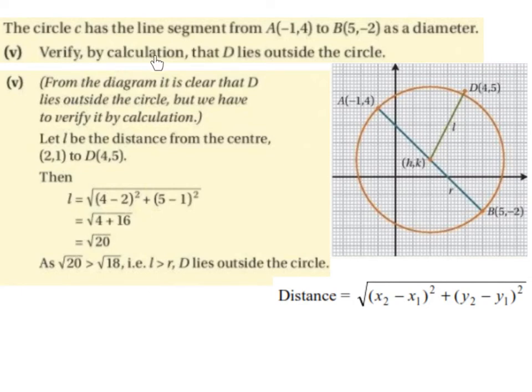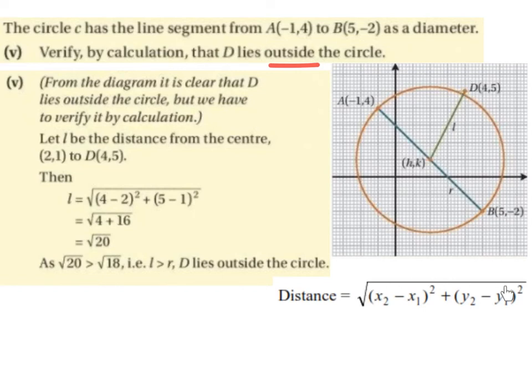Verify by calculation that D lies outside the circle. From the diagram, it is clear that D lies outside the circle, but we have to verify by calculation. So this is the point D. We're going to let L be the distance from the centre (2, 1) to the point D(4, 5). So we're going to try and find the distance between them.